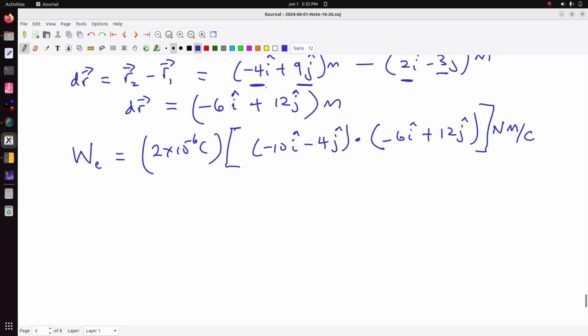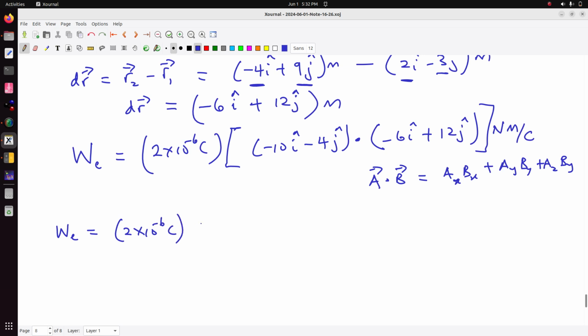Now, how do you find the scalar product of two vectors? If you have A dot B, the scalar product is AX times BX plus AY times BY plus AZ times BZ. In this case, we have only X and Y. So the work done equals 2 times 10 to the power minus 6 coulomb, then in brackets, AX times BX, so minus 10 times minus 6, that will be plus 60.